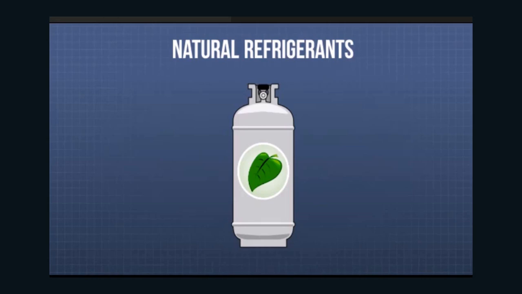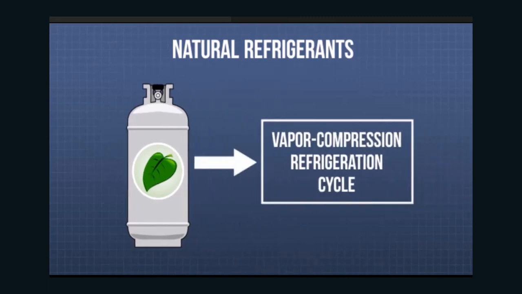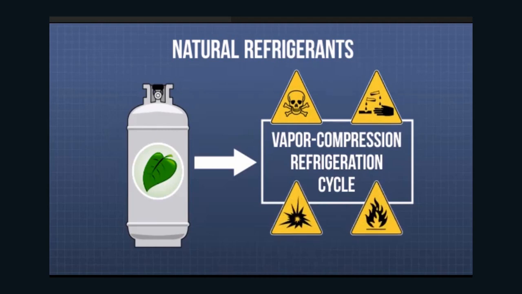Natural refrigerants are chemicals that exist in nature. However, this doesn't guarantee that they are safe. The very first refrigerants used in the vapor compression refrigeration cycle were natural, but they were largely replaced due to toxicity, reactivity, and/or flammability issues.